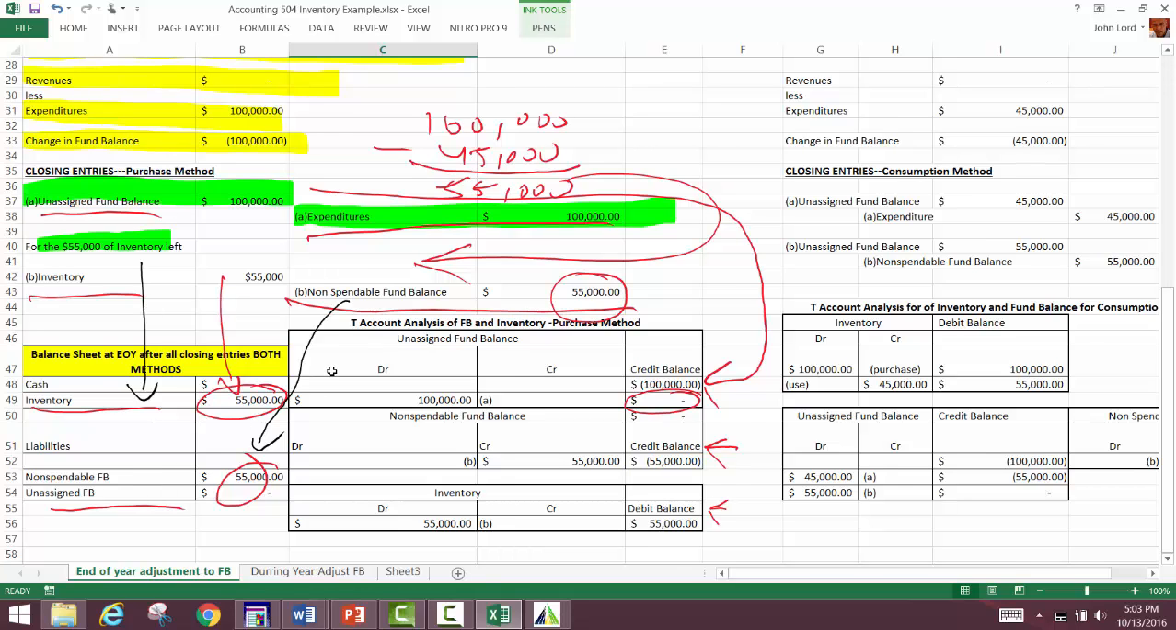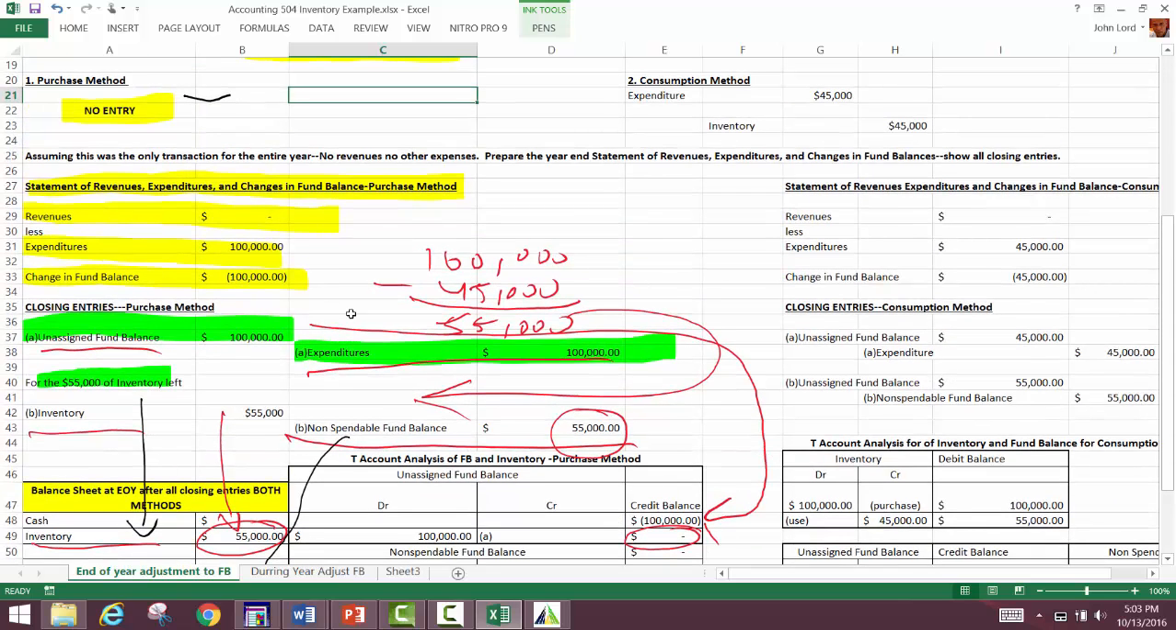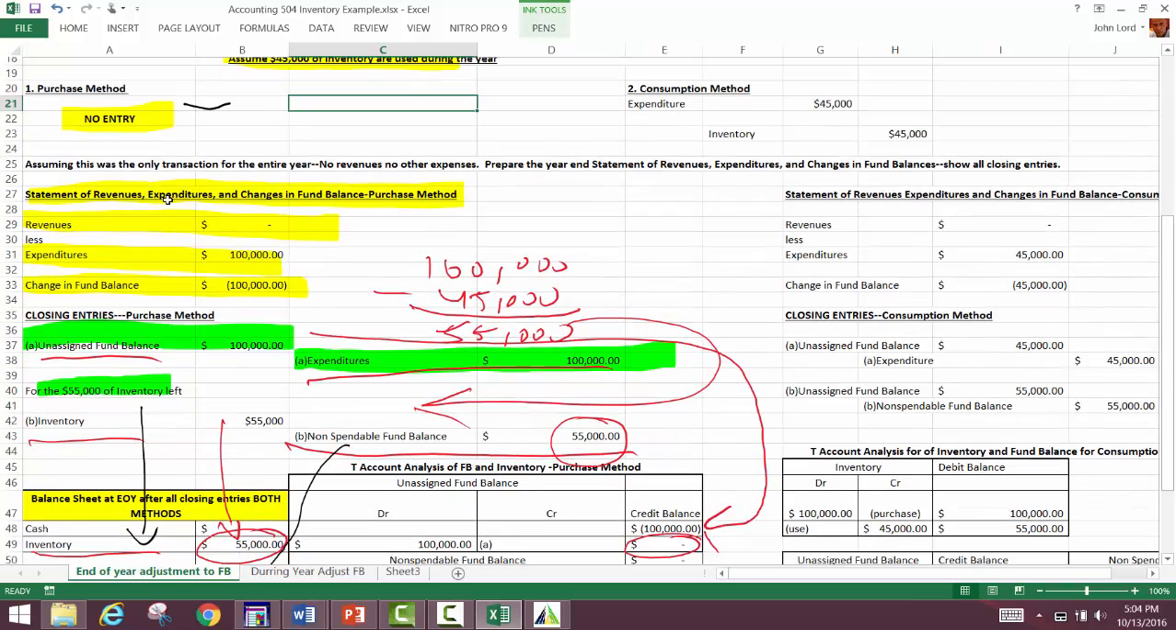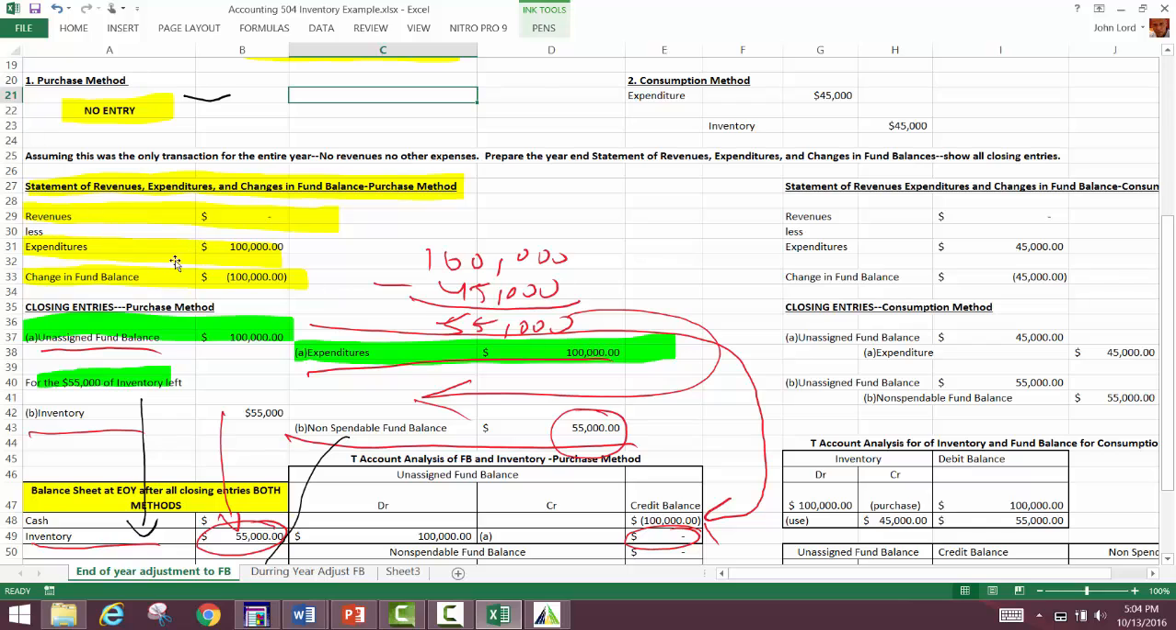Okay. The only thing that's different is my statement of revenues, expenditures, and change in fund balance. Look at that. Under the purchase method, this is showing a negative change in fund balance of 100,000. Under the consumption method, it is just showing an expenditure of 45,000 and a change. So there is a difference on the statement of revenues, expenditures, and change in fund balance, right?